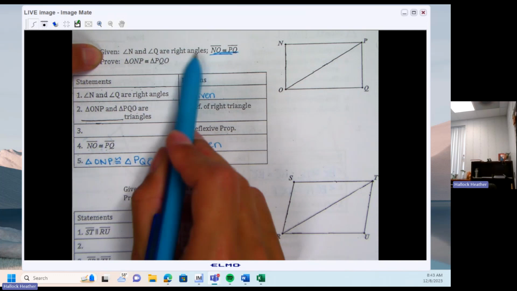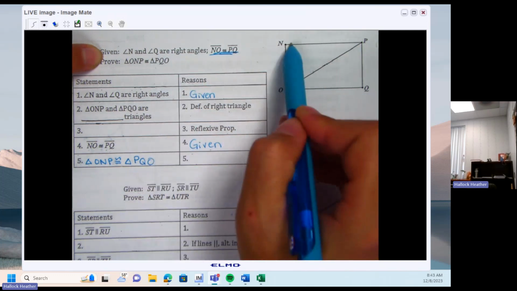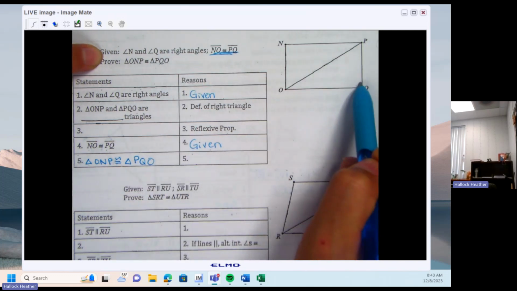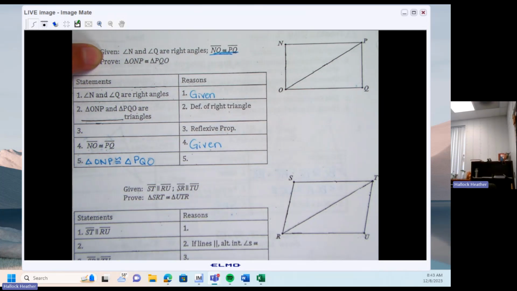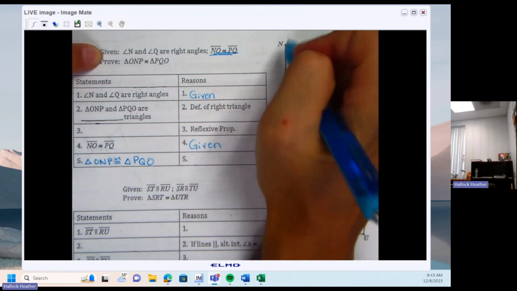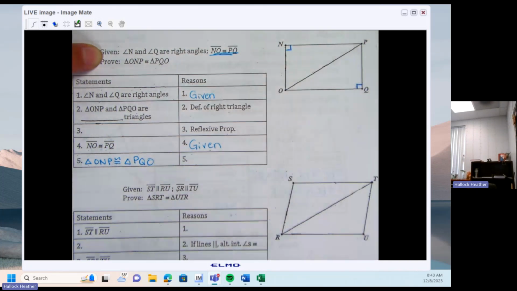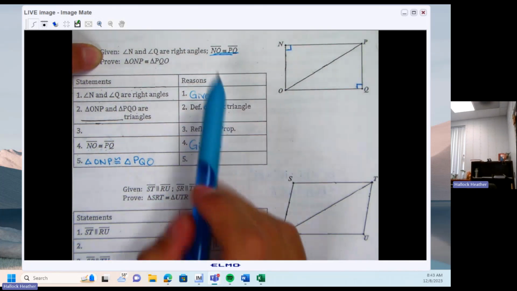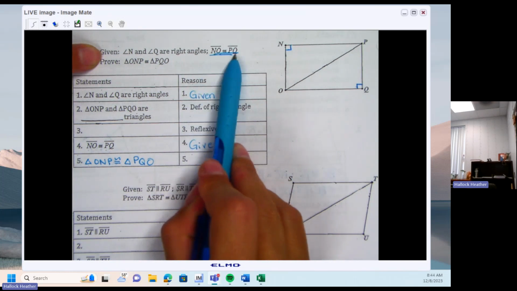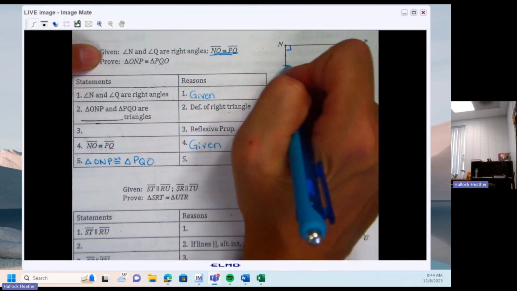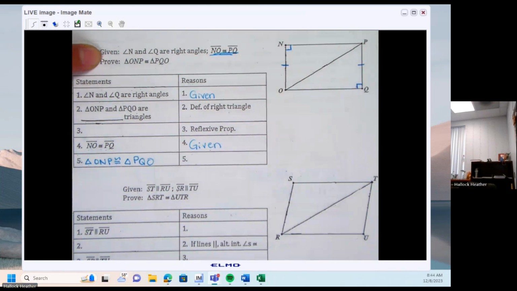It says N and Q are right angles. So instead of putting an arc, what do you think I should put if I know they're specifically right angles? Square. So I'm going to add in a square because they're specifically right angles. N and Q are right angles, not just angles, right angles. I also know NO is congruent to PQ, so I'm going to add a little dash because they're sides. And this is what I'm trying to prove. You should already have that in here. Okay, so now I'm going to try to fill in what I can.